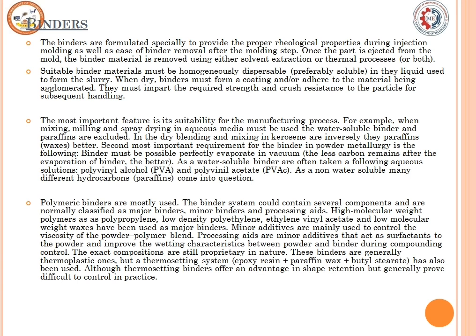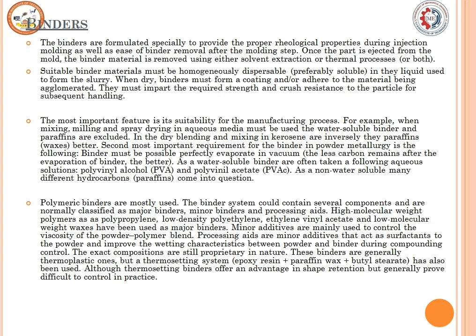Binders are added to provide proper rheological properties during injection molding as well as for binder removal after the molding steps. Once the part is ejected from the mold, the binder material is removed using either solvent extraction or a thermal process. A suitable binder must be homogeneously dispersible, preferably soluble in the liquid used to form the slurry.